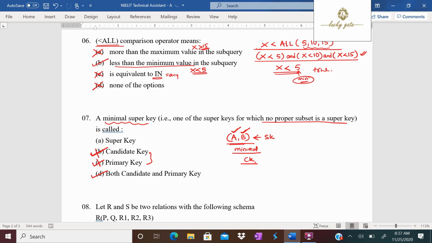So the answer for this question is option D. D is the most appropriate answer for the question.